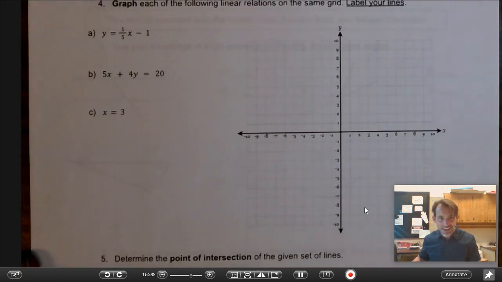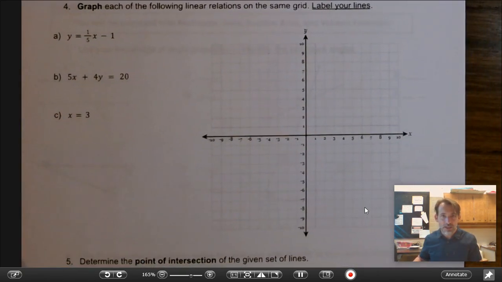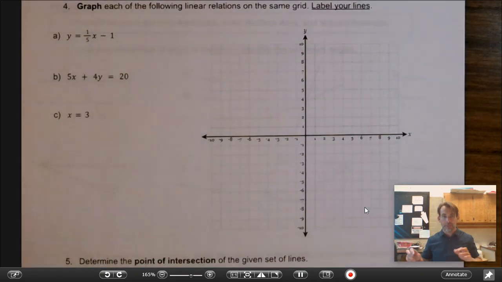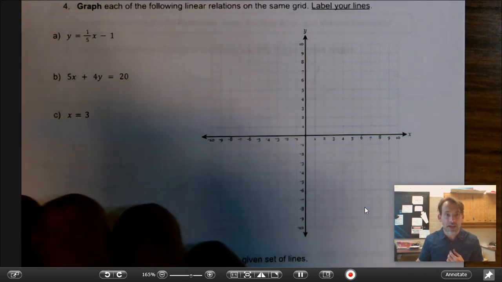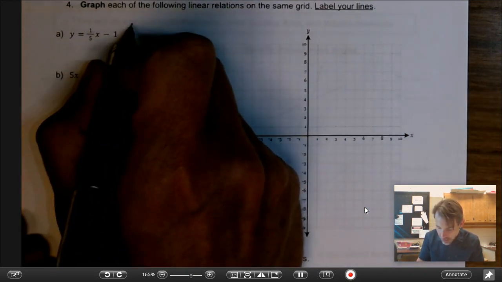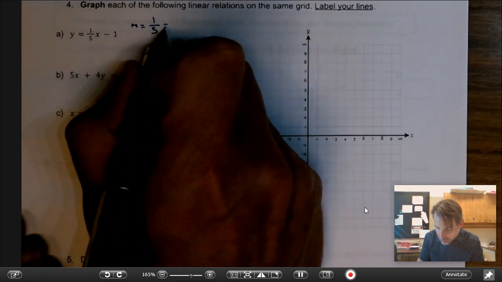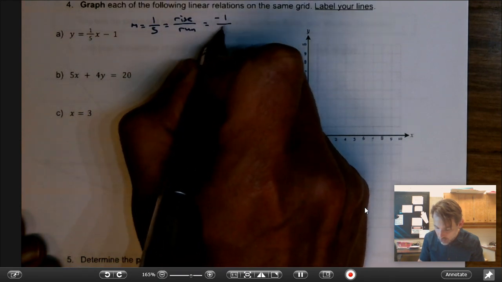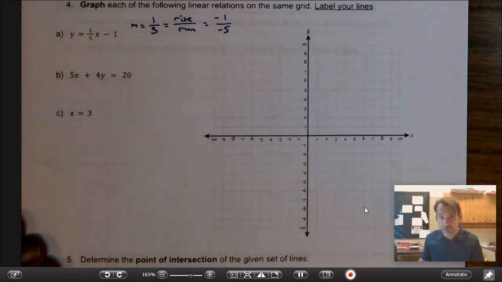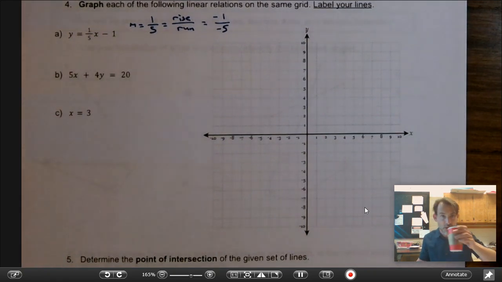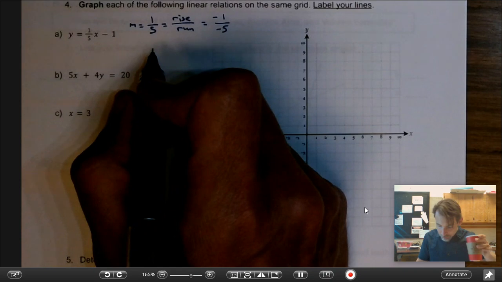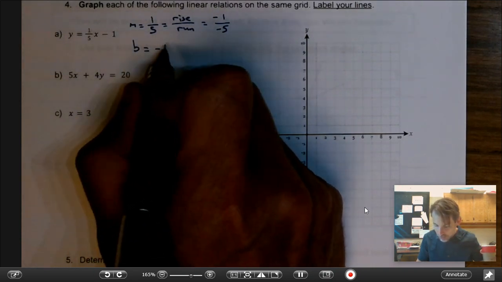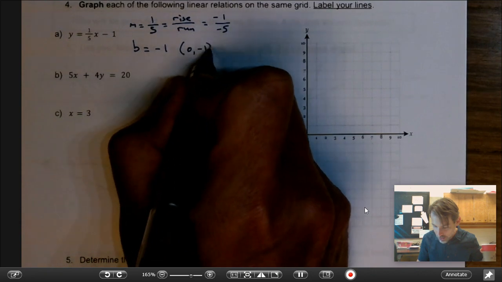Yay! All right, last page of linear algebra. Okay, graph each of the following linear relations on the same grid and label them. Cool. Okay, y is equal to 1/5 x minus 1. Here's my process. M equals 1 over 5. That's rise over run. And don't forget, you could also do negative 1 over negative 5. That's the same thing as 1 over 5. B, on the other hand, is minus 1. And so that gives us the point 0, minus 1 as the y-intercept.